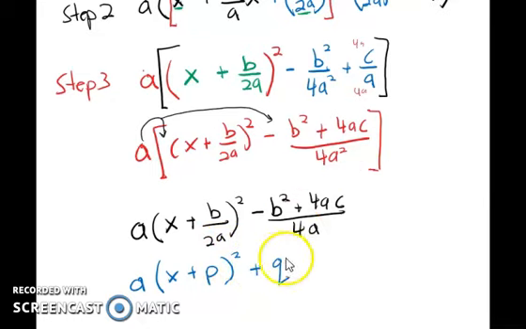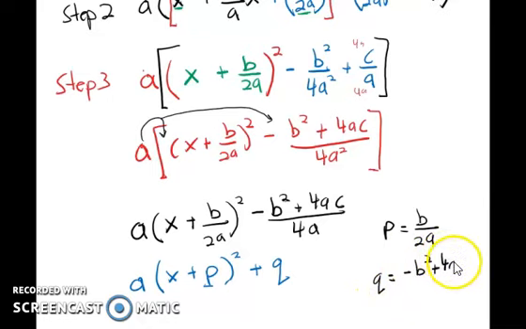So the p here will become b over 2a, and the q here will become minus b squared plus 4ac over 4a. So this is how we simplify the equation into completing the square. Let's say this is example 1 here.